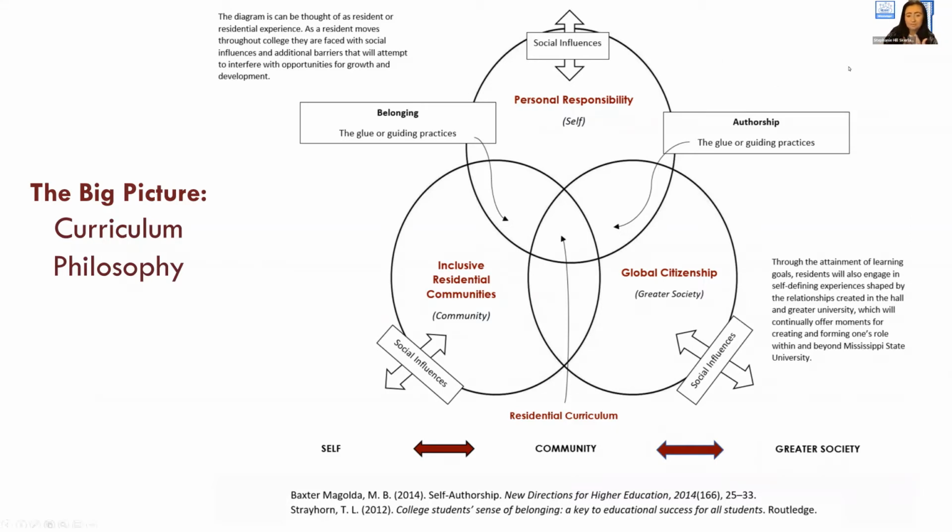So you can see that the focuses are on a lot of different things, but ultimately it's self, and then community, and then greater society. We recognize that people can move back and forth through that, and our educational events have proven that it's totally possible to move back and forth through these three learning goals in order to create this holistic education experience for our residents.